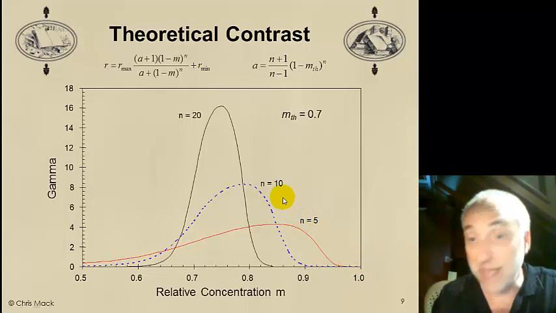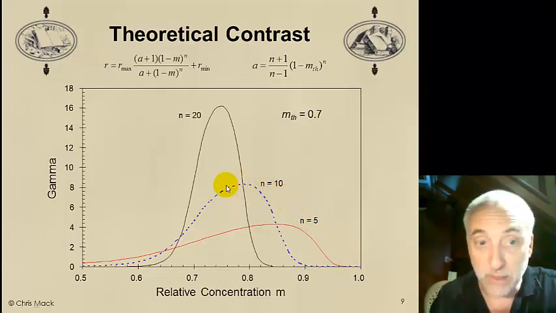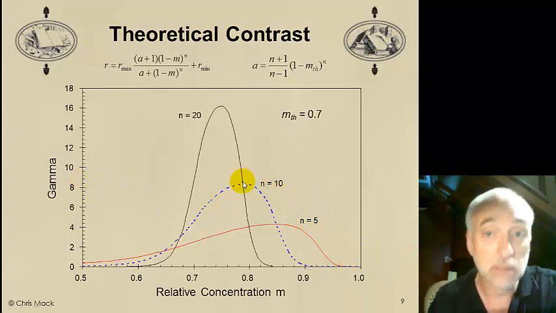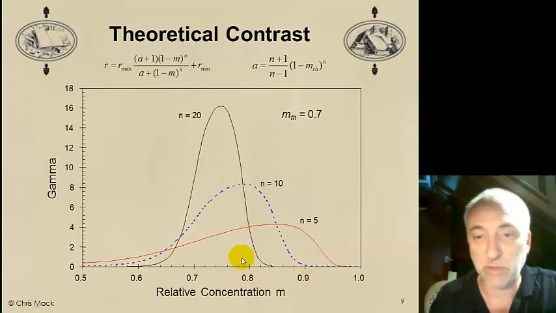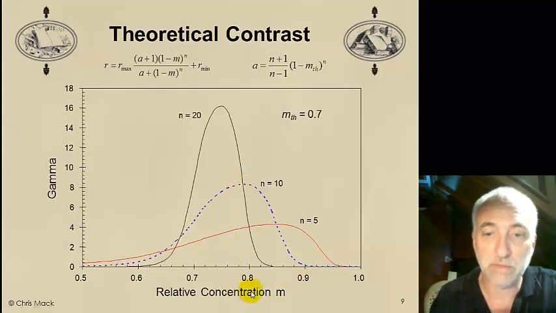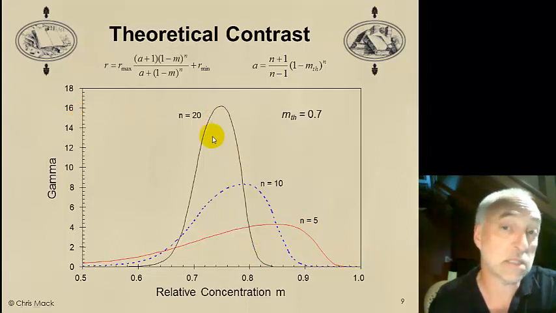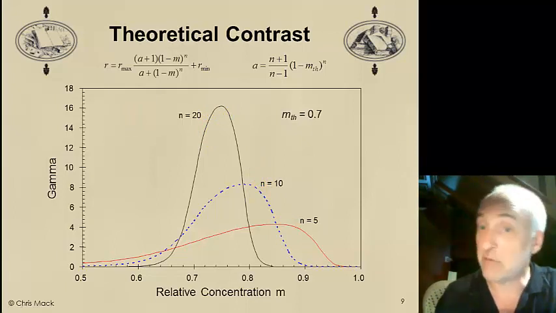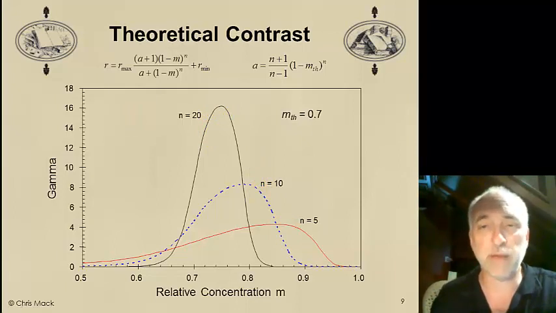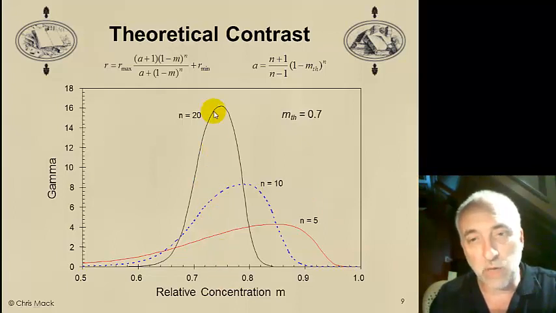If n equal to 10, the peak value is higher, about 8, and it occurs at a higher exposure dose, that is a lower relative concentration m. And if n equals 20, I see that the peak value of gamma is about 16, still about 80% of the value of n, the dissolution selectivity parameter. And the value occurs at a peak that is approaching M threshold.